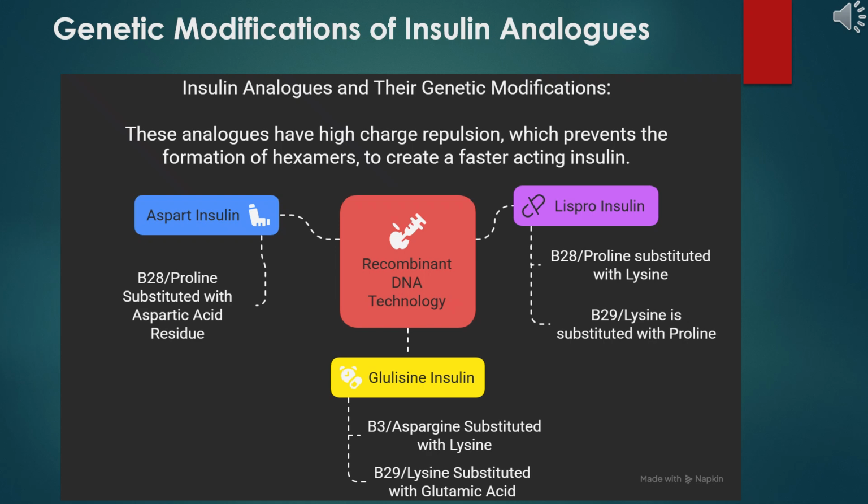Finally, insulin glulisine makes two changes. Asparagine at position B3 is replaced with lysine, and lysine at B29 is replaced with glutamic acid. So each tweak disrupts hexamer formation, making the insulin monomer immediately available for action post-injection.